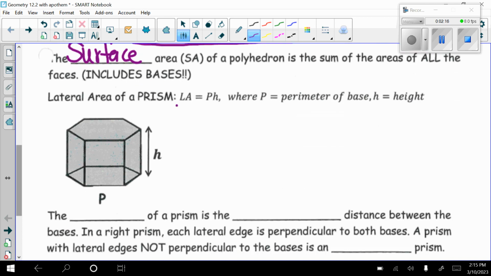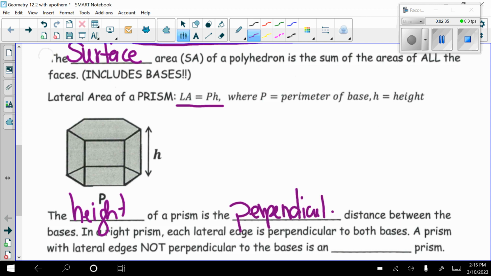So first, let's look at the lateral area of a prism. So this is our formula. LA is equal to capital P times H, where capital P is equal to the perimeter of the base, and H is the height of the prism. Okay? So the height of a prism is the perpendicular distance. So remember, height is always perpendicular. Perpendicular distance between the bases.